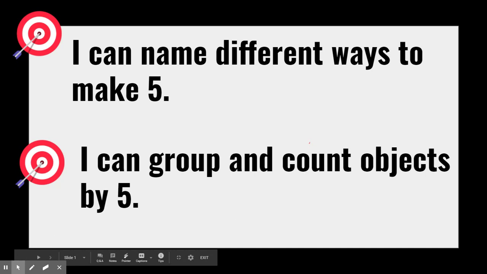So now in Seesaw, you're going to go ahead and practice some activities on your own to work with these 2 learning targets. Okay, thank you.